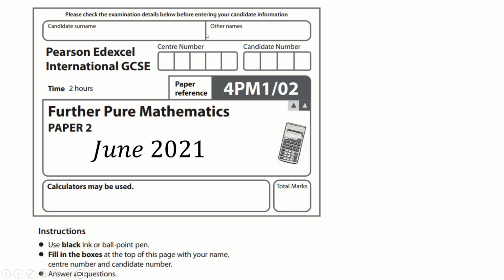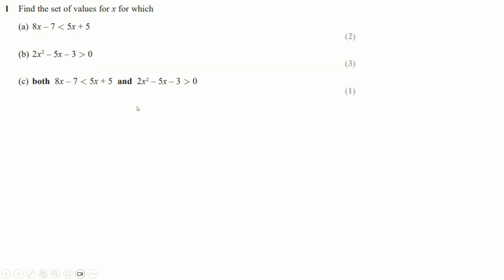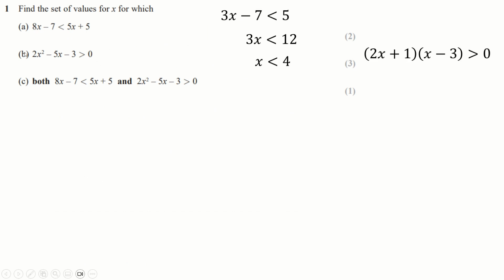This is the Pearson Edexcel IGCSE Further Pure Maths Paper 2 from June 2021. Alright, starts off very easy. Take away 5x from both sides, add 7 to both sides, divide by 3, we get this. Here we can factorize this to make this, I believe.